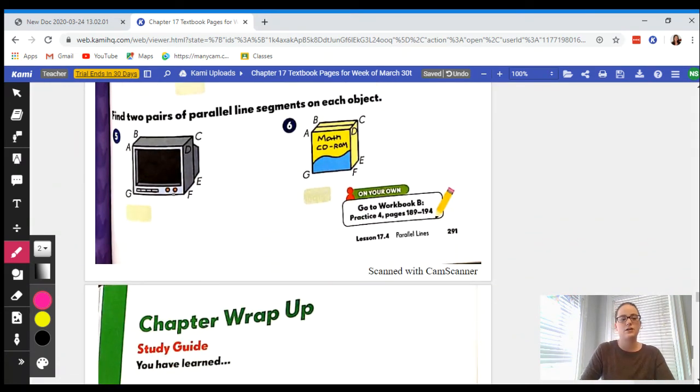Number 5, find 2 pairs of parallel line segments on each object. I'll just help you through this one. Those 3-dimensional ones can be a little tough. You'll see that CD and AB are parallel, or you can do AD and BC are parallel. You can also do the sides of the TV. DF and AG are parallel. Can you find any other ones? Awesome. All right, number 6, AG and DF are parallel. Or you can do the top of the box, BC and AD. There are many more. That would be great if you could.